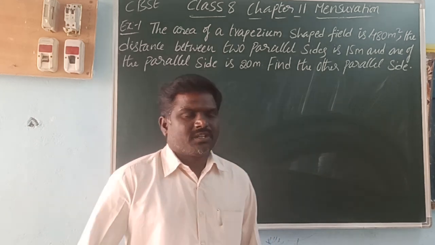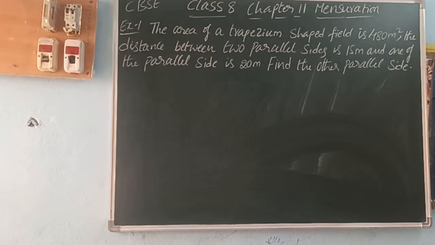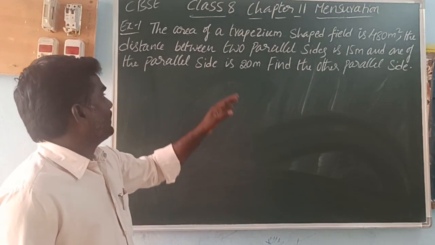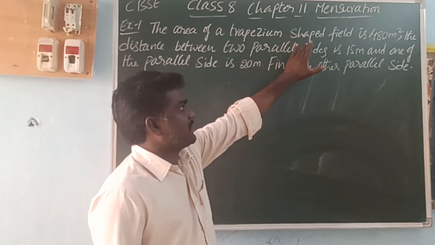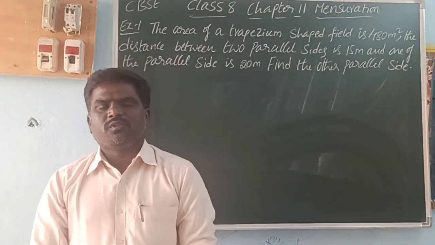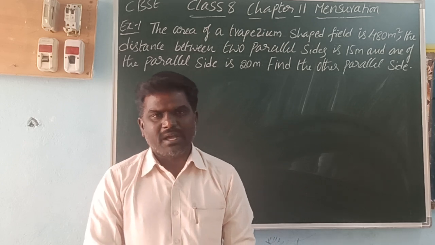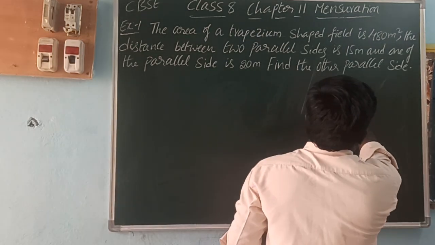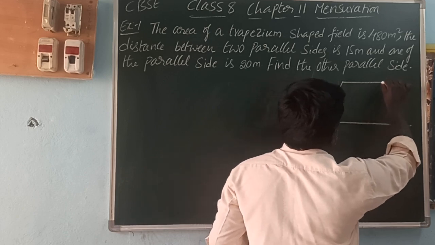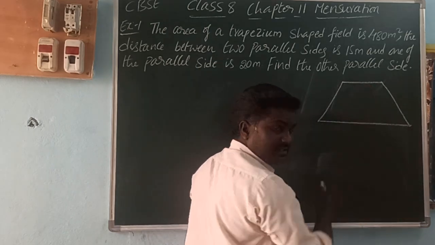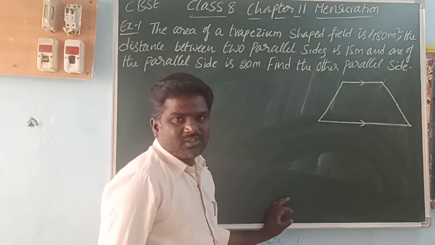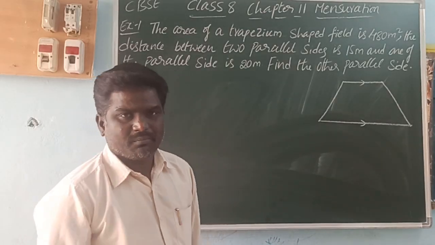Okay, so here is example 1. The area of a trapezium shaped field. So trapezium means what? In a quadrilateral, one pair of opposite sides are parallel. So this is a trapezium. These two are opposite sides, so opposite sides are parallel. Such a quadrilateral is called a trapezium.